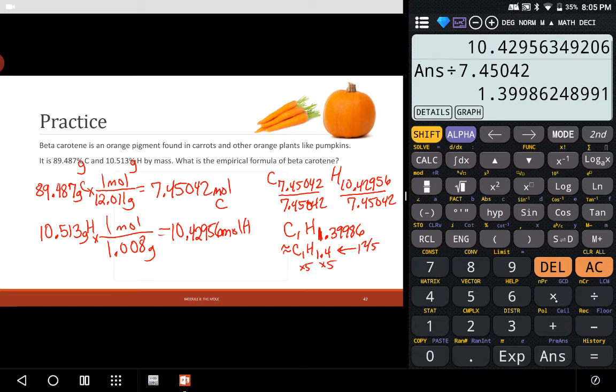So if I multiply 1.39986 times 5, it should give me something that's essentially a whole number. And so 1 times 5 is 5. So C5, and then hydrogen will be 7, because 6.9999 is essentially 7. So beta carotene's empirical formula is C5H7.